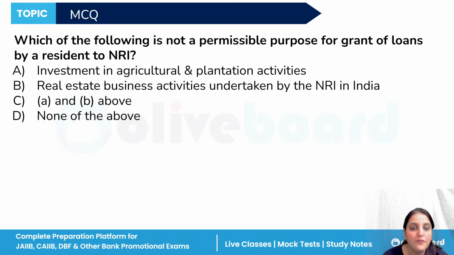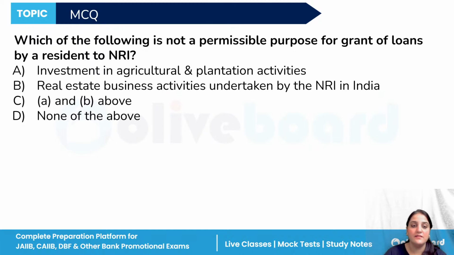Which of the following is not a permissible purpose for grant of loans via a resident to an NRI? Four options are given here: investment in agriculture and plantation activities, and real estate business activities undertaken by the NRI in India.